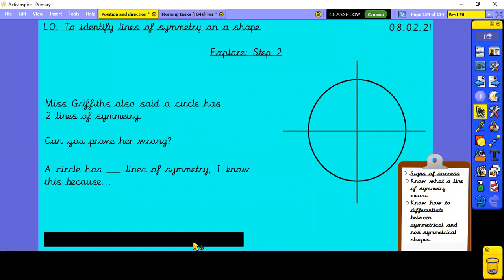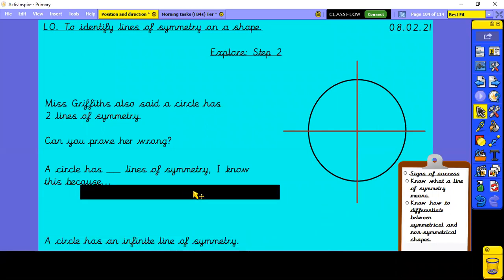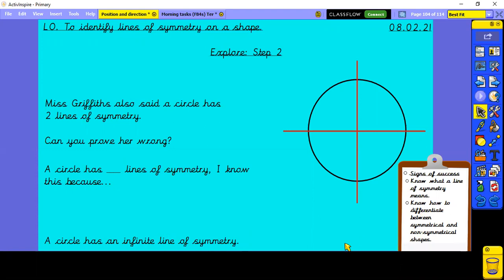Okay, so the answer to this question is that a circle has an infinite line of symmetry. Does anyone know what the word infinite means? You might have heard it when people say to infinity and beyond. So if a circle has an infinite line of symmetry, that means that it can just keep going on forever and ever, because we can go across and across and across, and it will just keep going on and on. So therefore, there is no set answer to how many lines of symmetry a circle has. So that's an interesting fact for you to all think about.